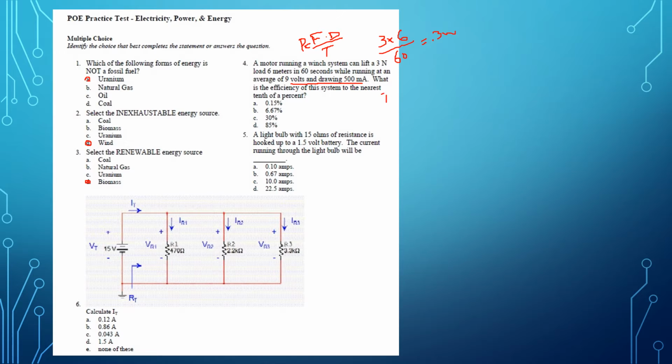So when you've got voltages and currents, the equation for power is P equals current, which is the I, times V. So substitute and solve. So that's going to be 9 volts multiplied by 500 milliamps, which is the same as 0.5. That's going to equal 4.5 watts.